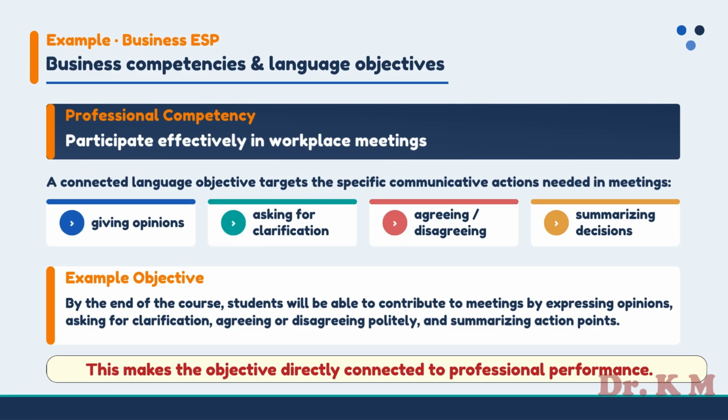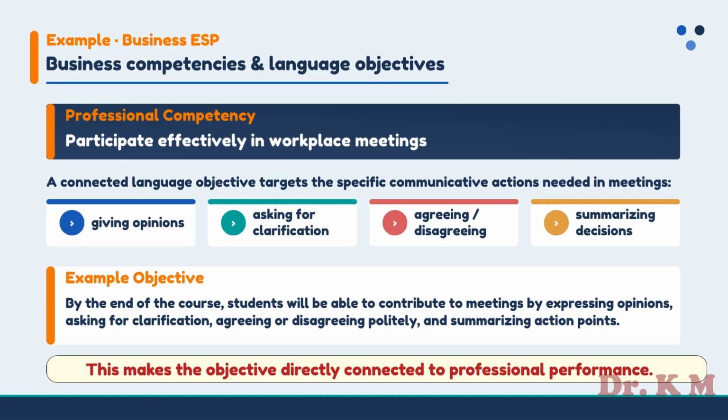Example, business competencies and language objectives. In business ESP, workplace meetings are a common professional competency area. The professional competency is broader: participate effectively in workplace meetings. A language objective connected to this competency focuses not only on speaking generally, but on the specific communicative actions needed in meetings. Giving opinions. Asking for clarification. Agreeing or disagreeing appropriately. And summarizing decisions.